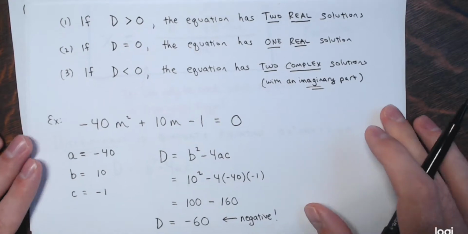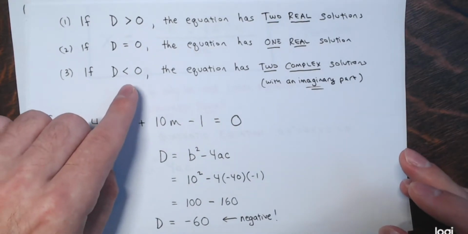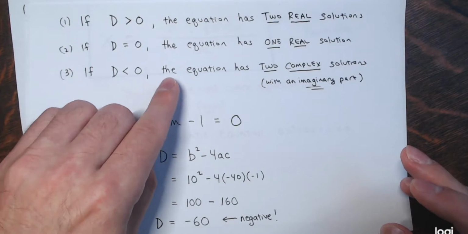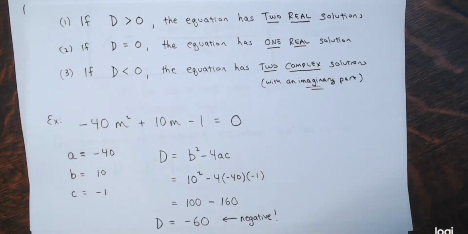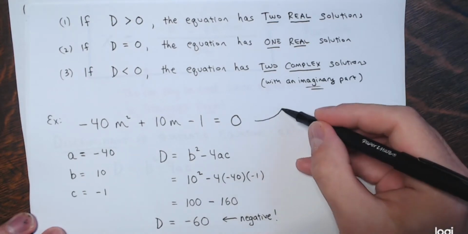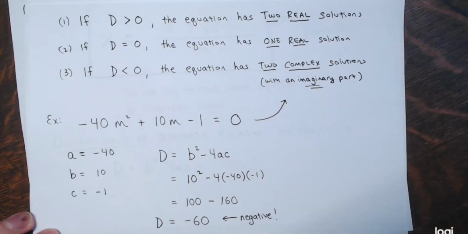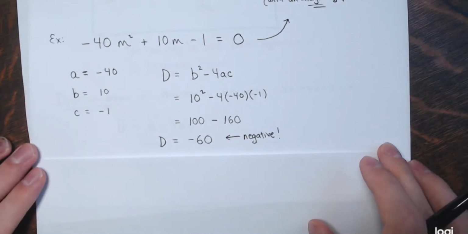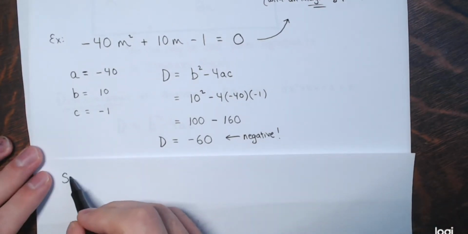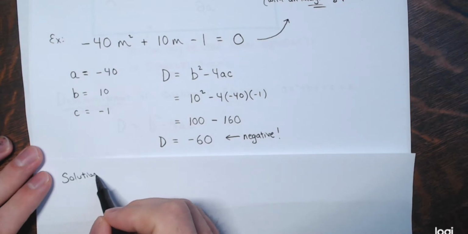And that meant that this third case, the equation has two complex solutions with an imaginary part, but we're just going to say two complex solutions. Right? So this equation has two complex solutions with an imaginary part. And if you wanted to go further, you could see what those solutions are. We're going to be asked to do this in other examples. What are the solutions to this equation?